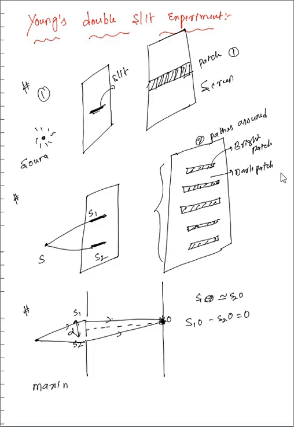Maxima means bright patch. Whatever the delta x value means, delta x equals n lambda, we learned. Where should the n value start from? 0, 1, 2, 3, we learned here.